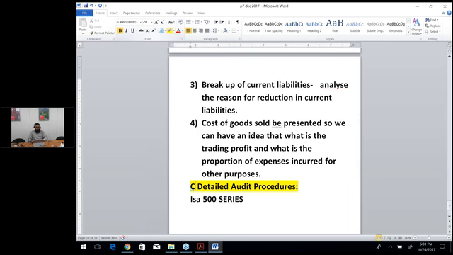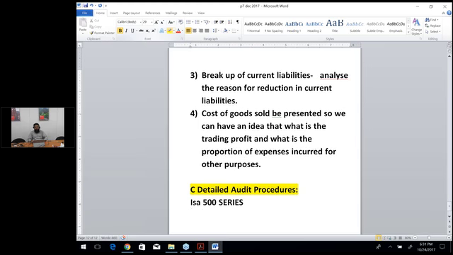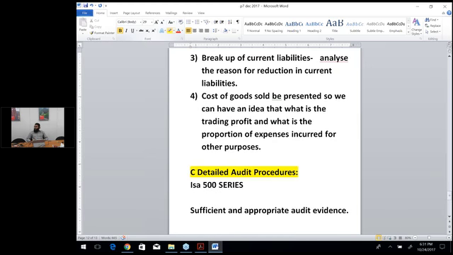Whenever we talk about audit procedures, our main focus is why we perform them. We perform the audit procedures because we want to gather sufficient and appropriate audit evidence. So the question is, why do we perform the audit procedures? Because we want to gather sufficient and appropriate audit evidence.